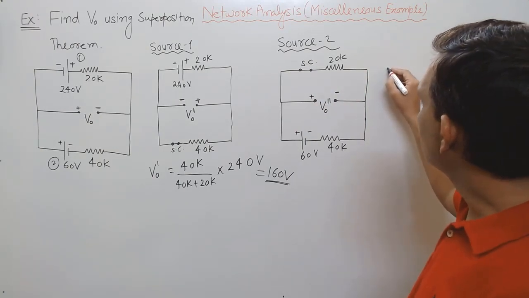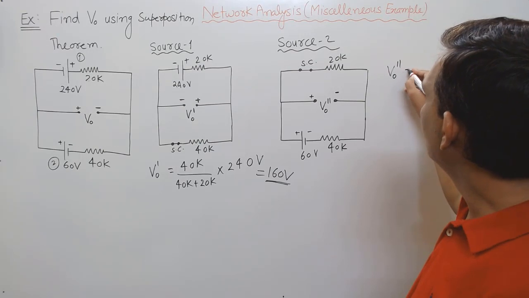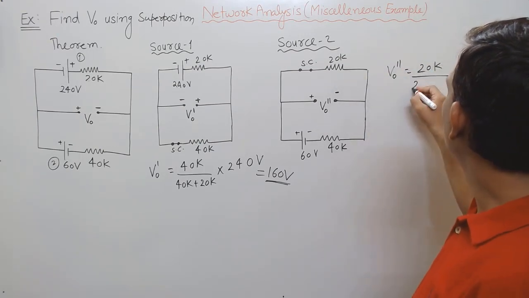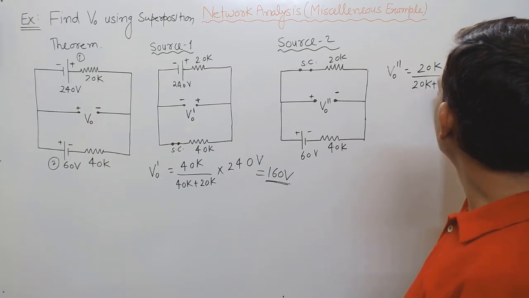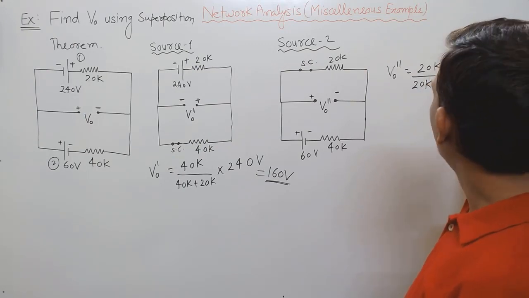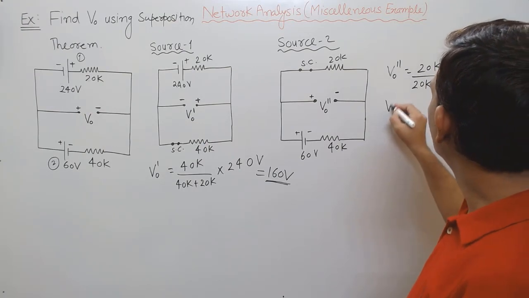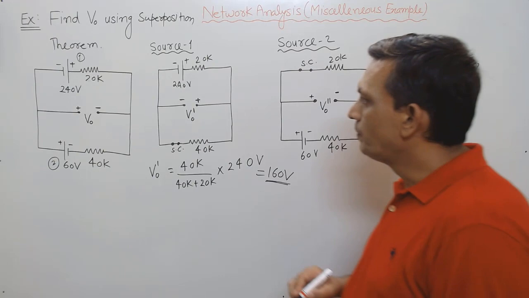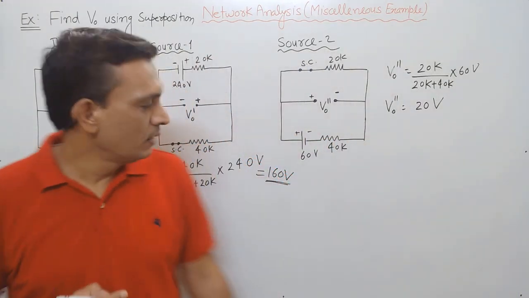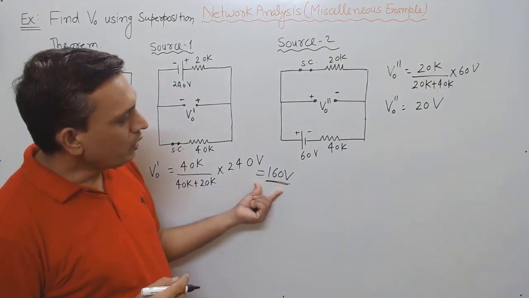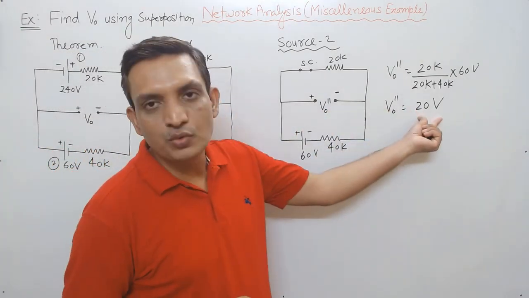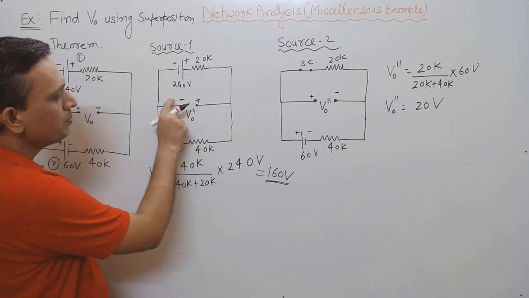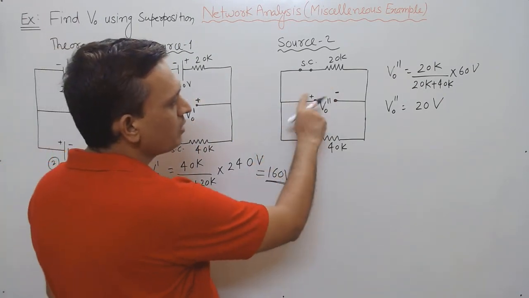VO double dash is given by, again, the voltage division rule. So this will be 20k by 20k plus 40k into 60 volt. So VO double dash is 20 volt. So VO dash is 160 volt and VO double dash is 20 volt. Now if you see their polarity, this polarity is minus plus and this polarity is plus minus.